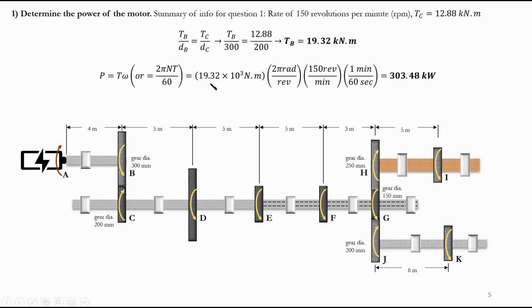So you have the torque value, and basically it's 2 pi n T over 60, right? So from here, with the torque in Newton meters, I will get 303.48 times 10 to the power 3 watts, or 303.48 kilowatts. So this is the power that this motor supplies. This is the answer for one of the questions, so now we are prepared to go and do the other ones as well.